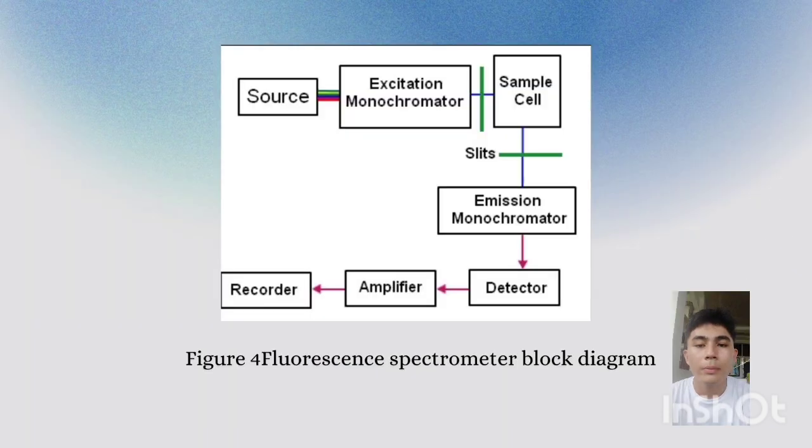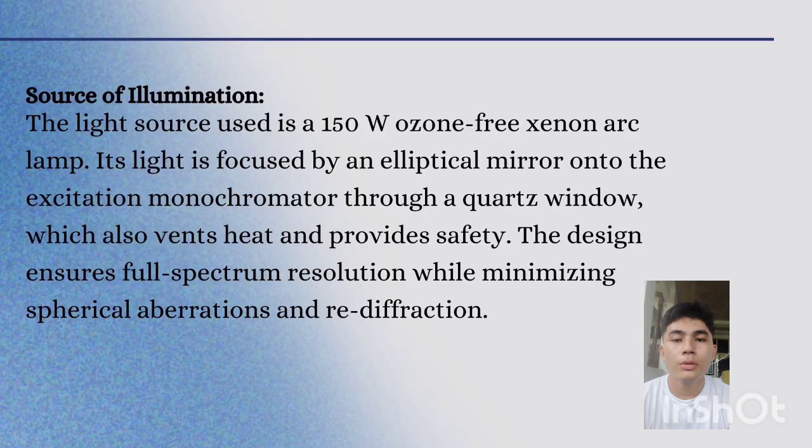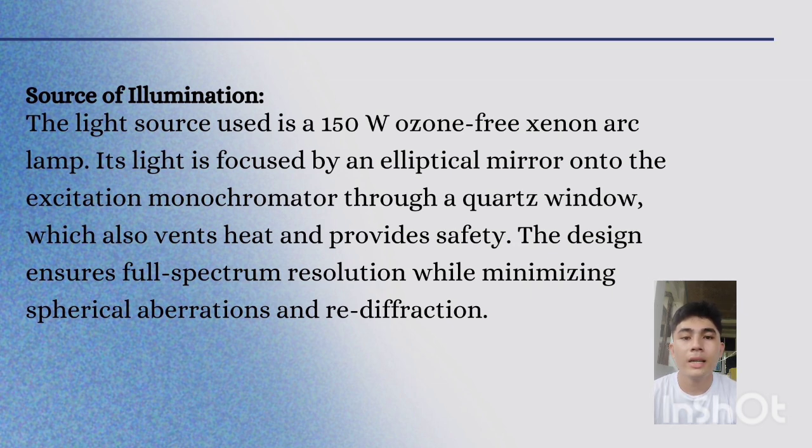So this diagram illustrates the components and their arrangement in a spectrofluorimeter, also known as the fluorescence spectrophotometer. In most spectrofluorimeters, the light source commonly used is a 150 watt ozone-free xenon arc lamp. This powerful lamp produces a broad spectrum of light, making it ideal for exciting various types of samples. The light coming from the xenon lamp is focused by an elliptical mirror into the excitation monochromator.